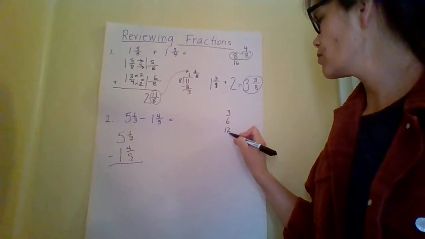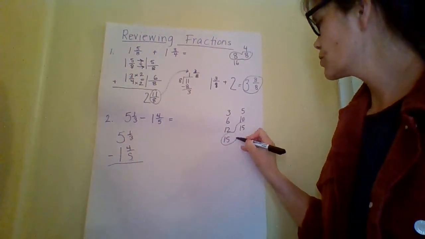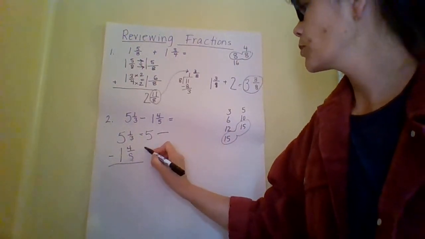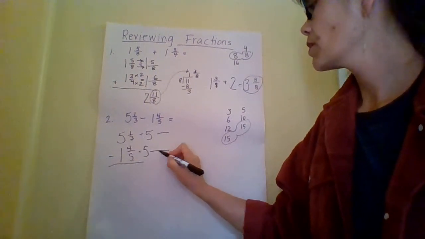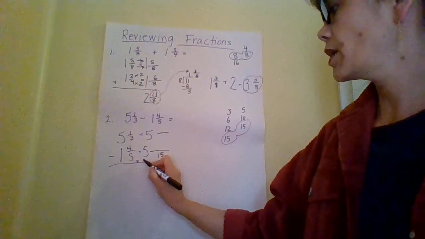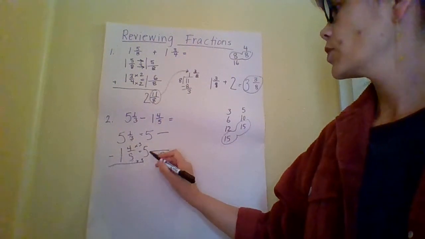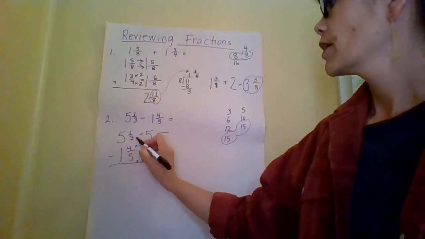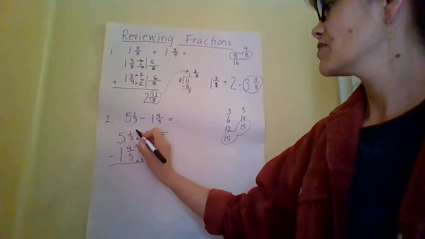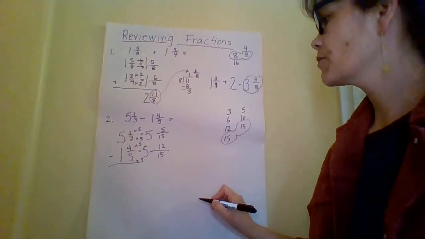3, 6, 9, 12, 15, and we can count by 5s, 5, 10, 15. We do the peanut. The number in the peanut is the number that becomes our denominator. And then we say 5 times what equals 15? Oh, it's 3. So then 4 times 3 is 12. And then we say 3 times what equals 15? And it's 5. So we say 1 times 5 is 5.